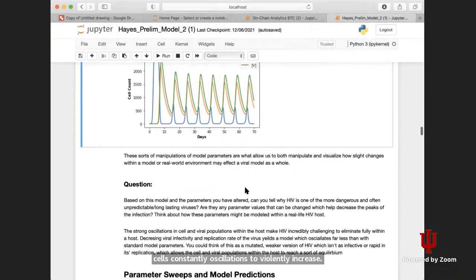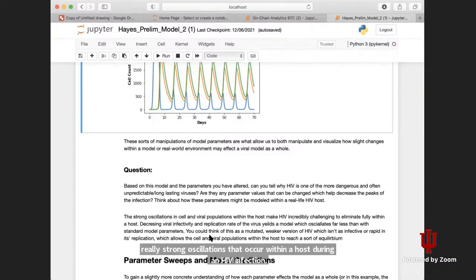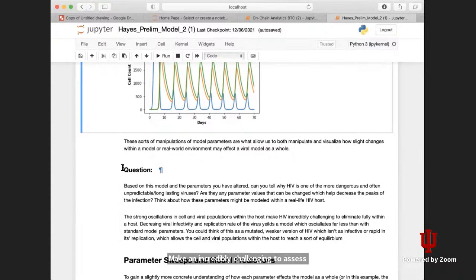So then there's a few questions that are posed, which is that based on the model and the parameters, can you basically tell why HIV is one of the more dangerous and unpredictable or long-lasting viruses? And one of the main reasons for that is that these really strong oscillations that occur within a host during an HIV infection make it incredibly challenging to essentially fully eliminate within the host, because there are going to be constantly peaks and ebbs in the amount of infectivity that is going on within the body.